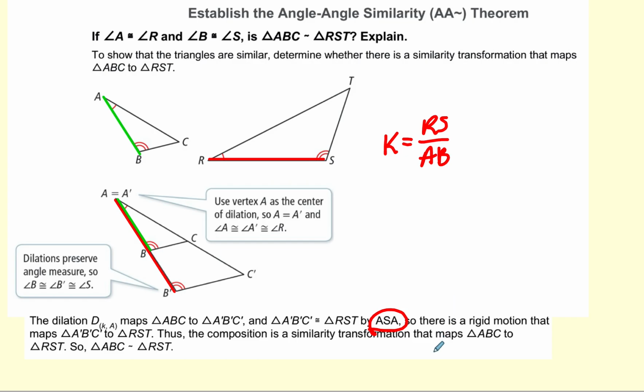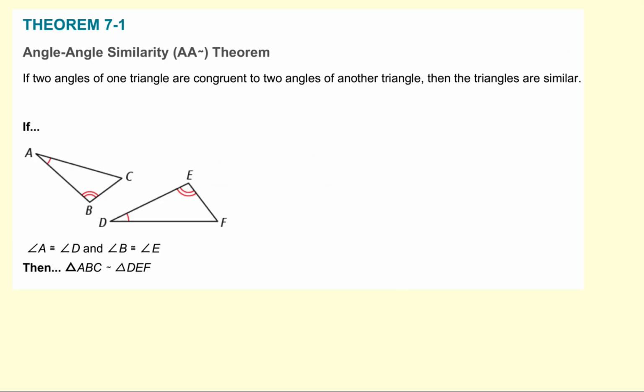And now I have established that just knowing two angles of one triangle congruent to two angles of another will establish that those triangles will be similar. They'll have corresponding sides in proportion and corresponding angles congruent. Okay, this is called the angle-angle similarity theorem, and this is how we write it right here. And so anytime you see two angles of one triangle congruent to two angles of another, you are going to be able to say the conclusion is they are similar.